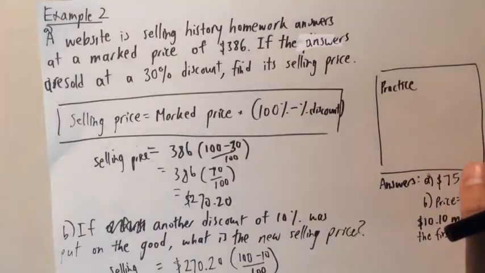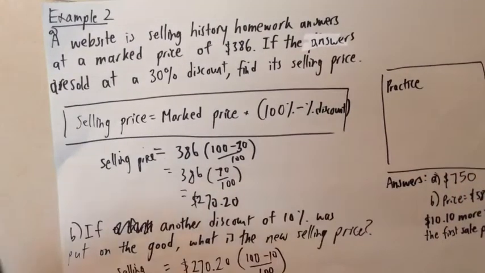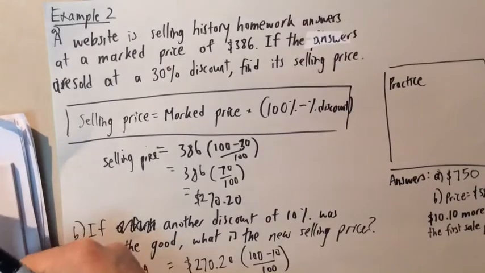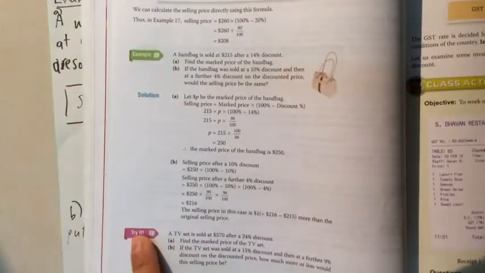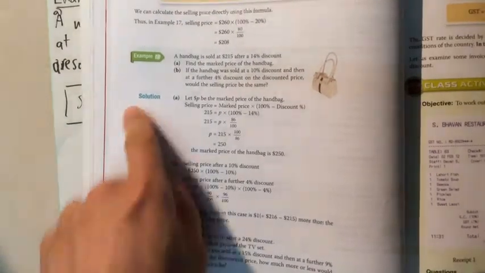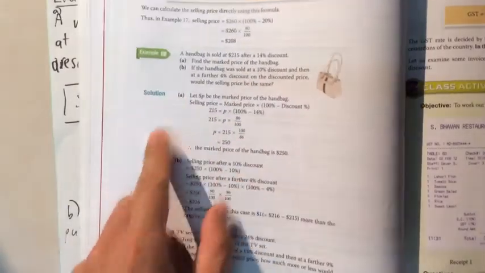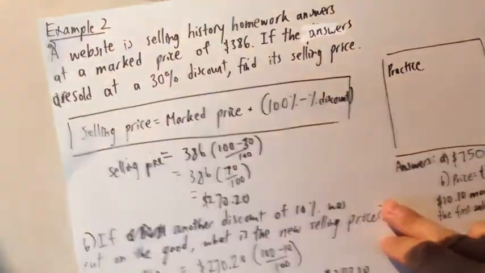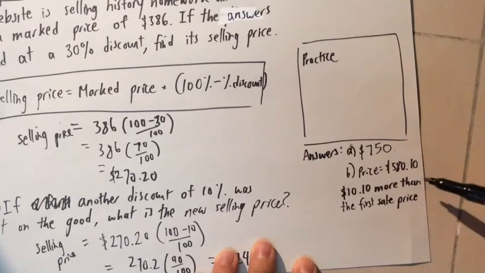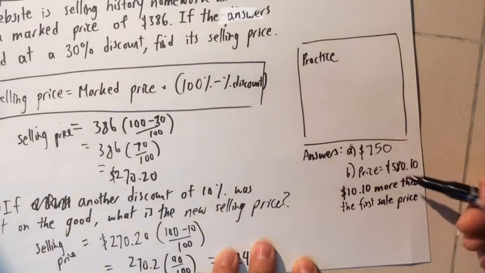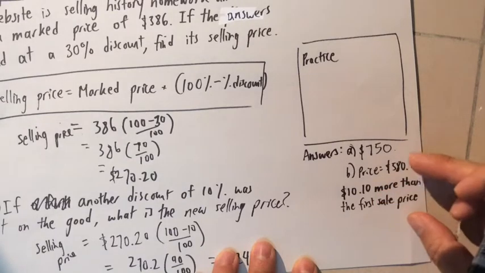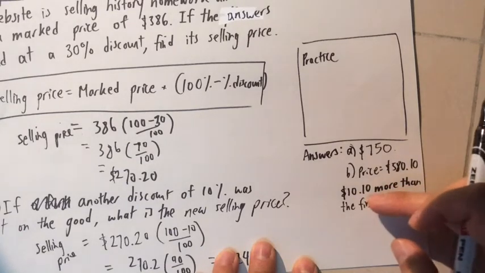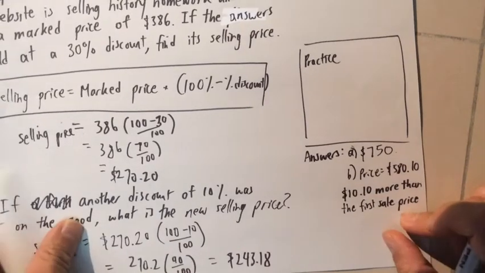Okay, our next practice question is going to be on page 42. I'd like everyone to try question 18, A and B. Remember, there's also another example right here, example 18. And our answers should be $750 for A and $580.10 for B if you were looking for the price, and the difference should be $10.10 more than the first sale price.